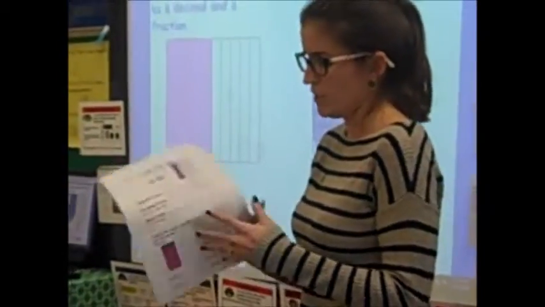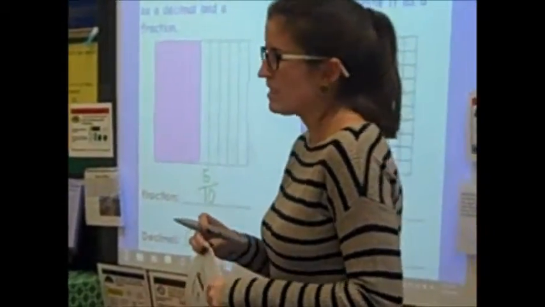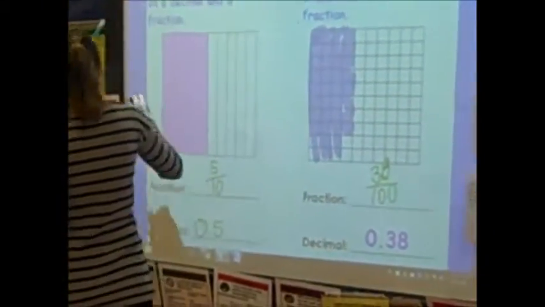Are there any questions with the grids? It's a nice picture for the kids too. It's a really concrete way to start.